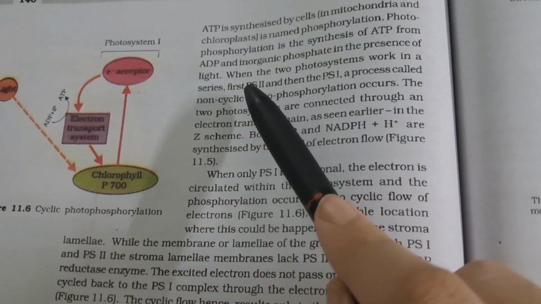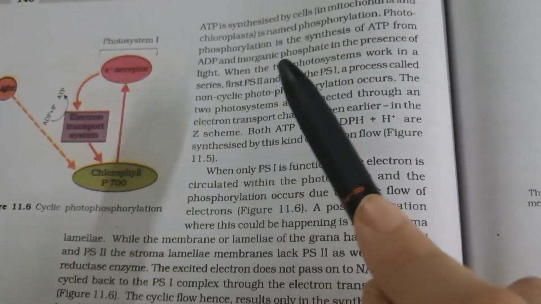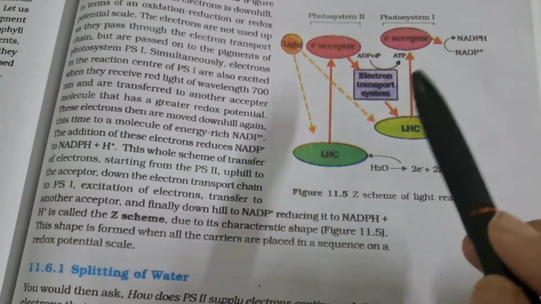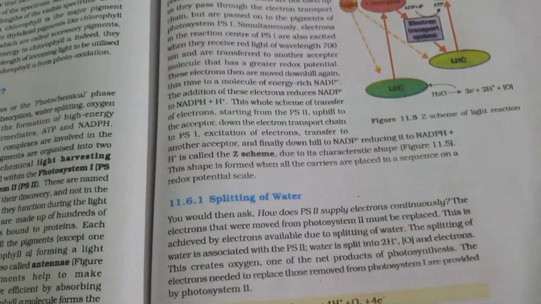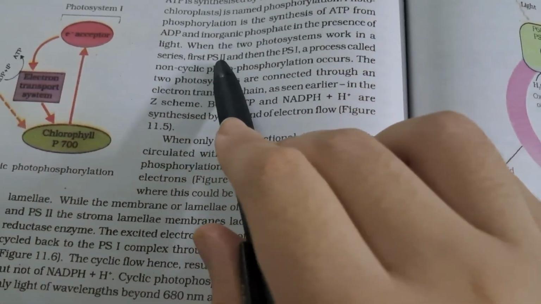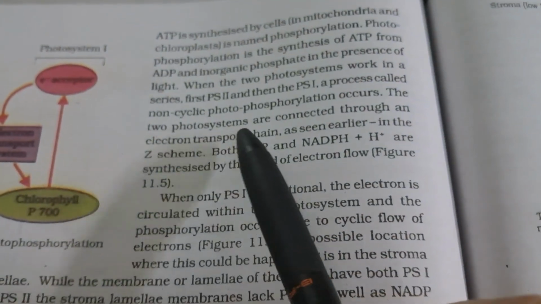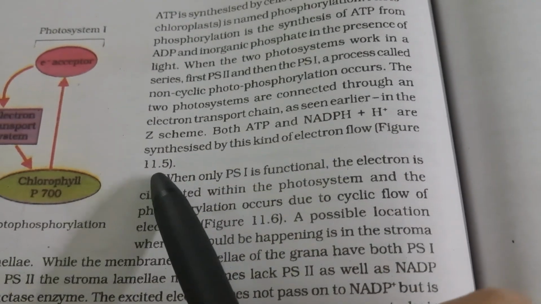Okay, so when the two photosystems work in a series, first PS2 and then PS1, the process is called non-cyclic photophosphorylation, which I showed in this diagram. This is non-cyclic photophosphorylation. Z scheme, non-cyclic, same thing. So they are saying that PS2, PS1, it goes on that way. The two photosystems are connected through an electron transport chain as seen earlier in the Z scheme. Both ATP and NADPH are synthesized by this kind of electron flow.